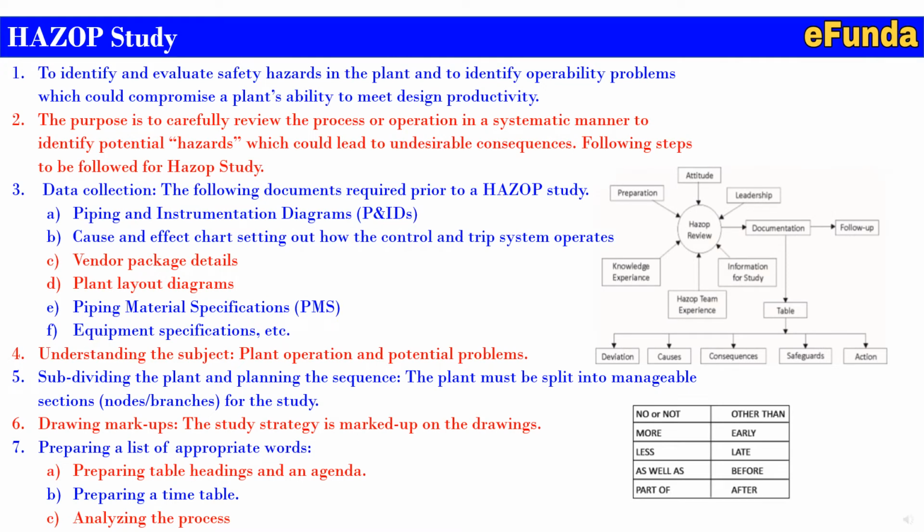One can refer to the picture where the HAZOP review is shown, where the various inputs come from preparation, knowledge, experience, HAZOP team experience, information for study, then leadership and attitude. This leads to the documentation, then a timetable where the deviations, causes, consequences and safeguard actions are recorded. Upon completion of this, the HAZOP allows a complete follow-up of the study we have done, with the required rectifications or recommendations advised by the HAZOP team.